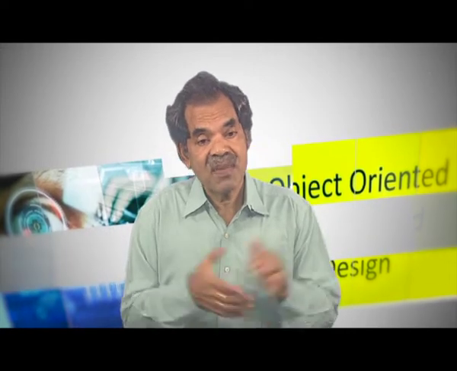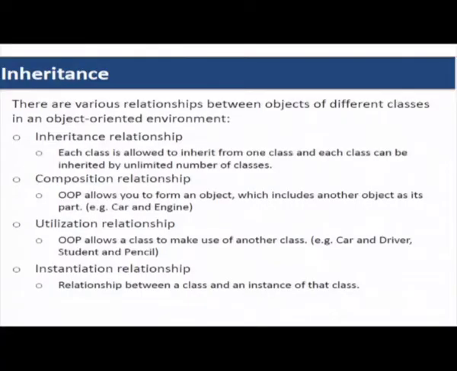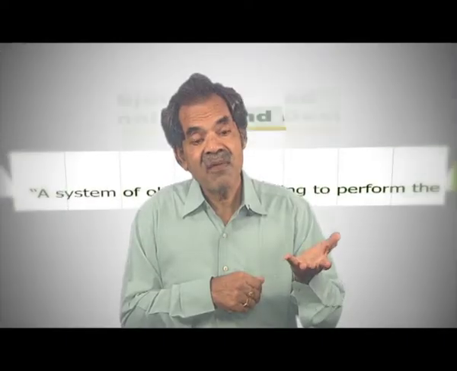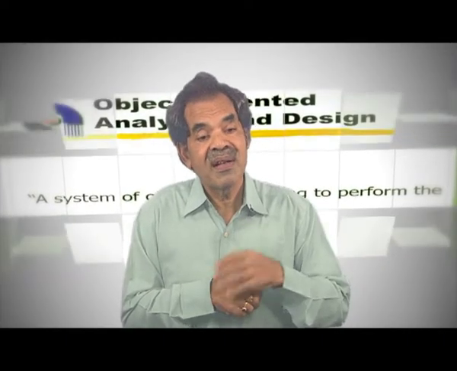Composition relationship, that is aggregation. OOP allows you to form an object which includes another object, car and engine, the aggregation, putting them together. Utilization relationship, a class making use of another class: a driver, a student, is normally not part of the car, but car and driver, student and pencil, they are completely unrelated, but then we can create a friend function, we can get that attribute.